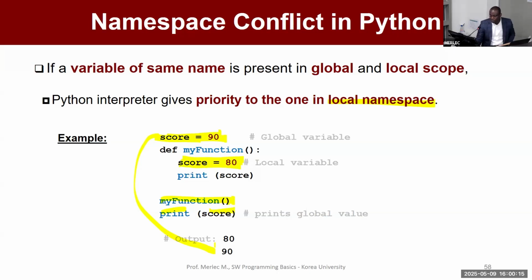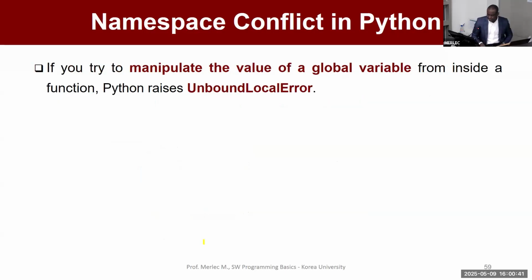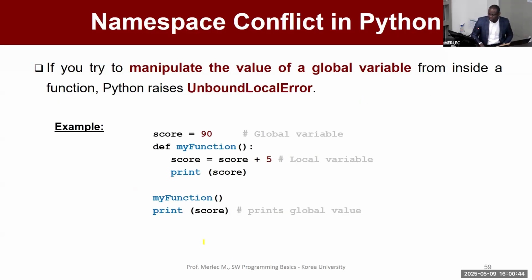Let's assume in your program you have built your logic that depends on this score, but in case the function is called, you may get a different result from what you're expecting. So it will be a biased solution. So make sure you manage well the naming of any objects you use in your program, depending on the accessibility. That's very important. If you try to manipulate a global variable inside a local scope like this, it will raise an error.